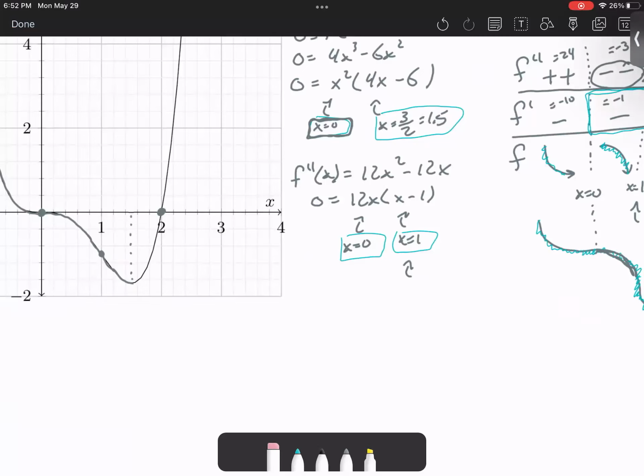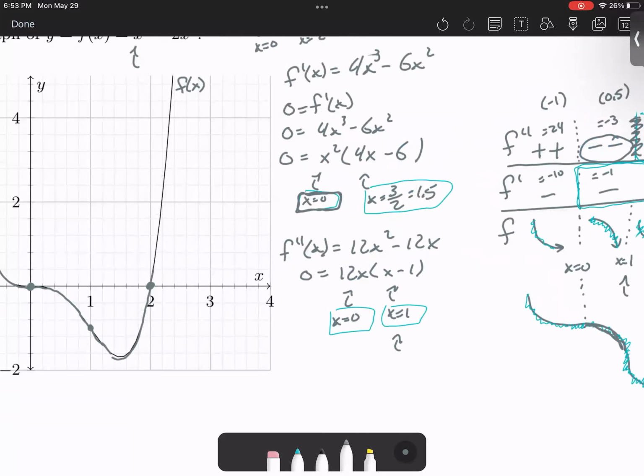That looks right. And then I increase after that. I pass through my other 0 that I knew I was going to get at the very beginning. And I have that end behavior. Yeah, everything looks good.